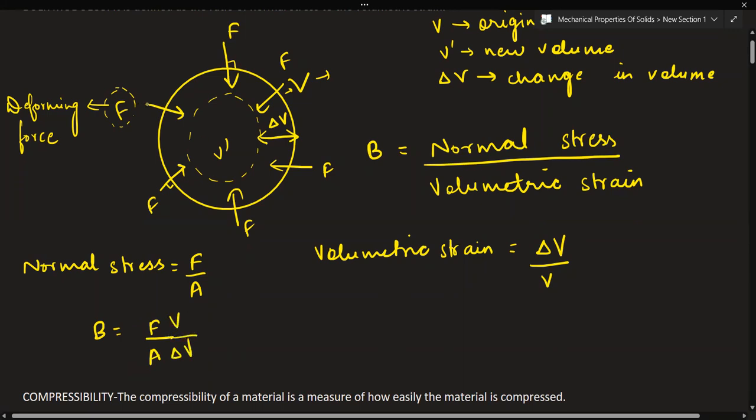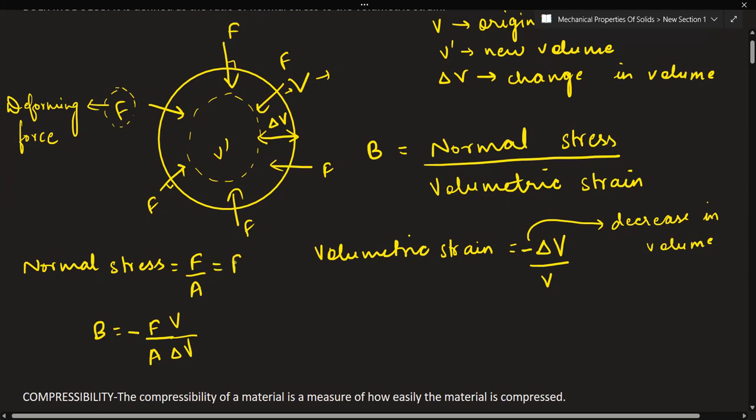Now see, since the volume is getting compressed, this was the initial volume, now the final volume is lesser than the original volume. So we put a negative sign so as to show that there's a decrease in volume. So in the volumetric strain, you can also add a negative sign. This negative sign indicates decrease in volume.